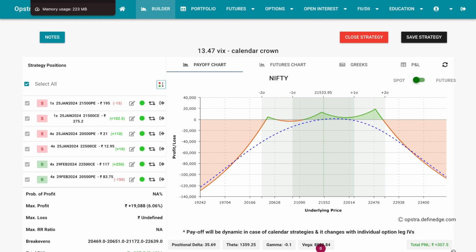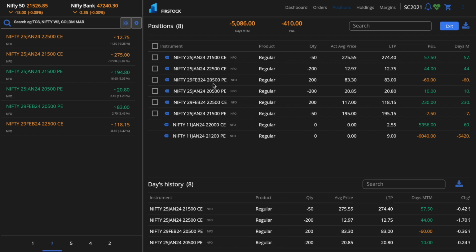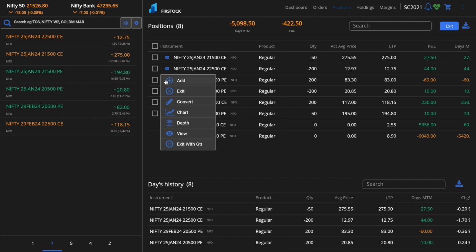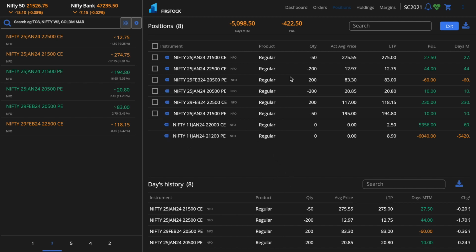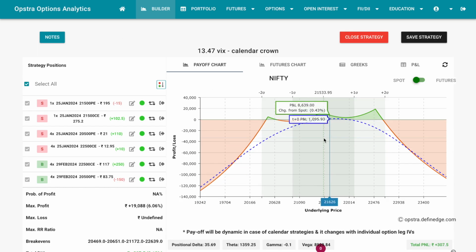I can buy the items later. Okay, 20,500 PE. What I can do is basically just add the selling part. I'm not getting a good price in this sell item. So what I can do is wait.